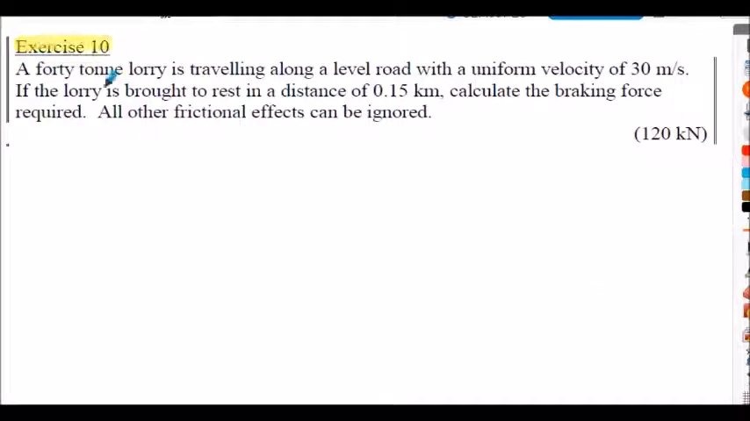Exercise 10. A 40-ton lorry is travelling along a level road, a horizontal road here, with a uniform velocity of 30 meters per second. The lorry is brought to rest in a distance of 0.15 kilometers. We've got to calculate the braking force required to bring the lorry to rest. We're told to ignore any frictional effects. Again, I would encourage you to attempt this question. I would suggest on your page on the left-hand side, sketch the lorry travelling at 30 meters per second, and then on the right-hand side, sketch the lorry, but now it's come to rest.